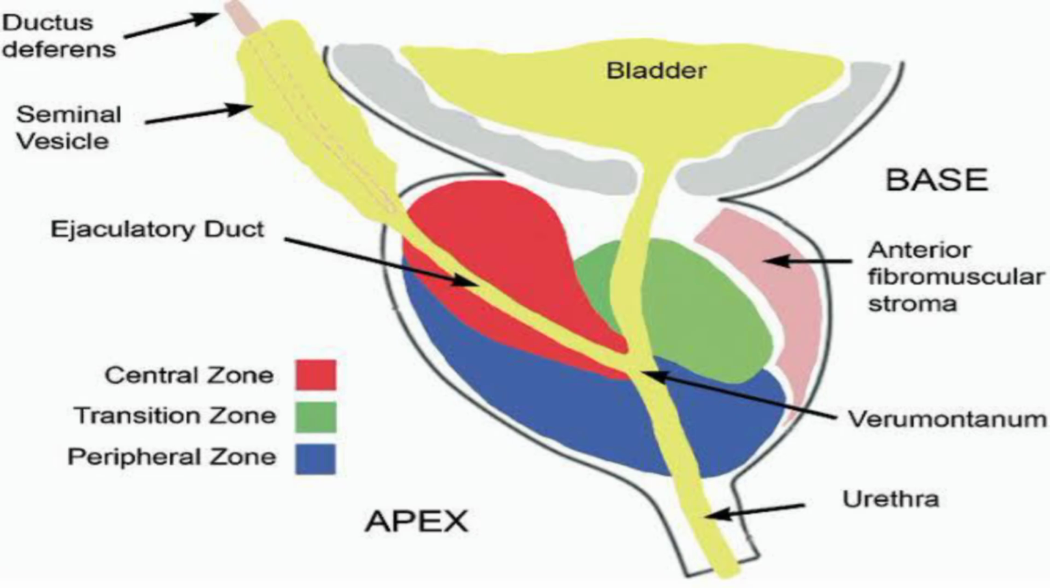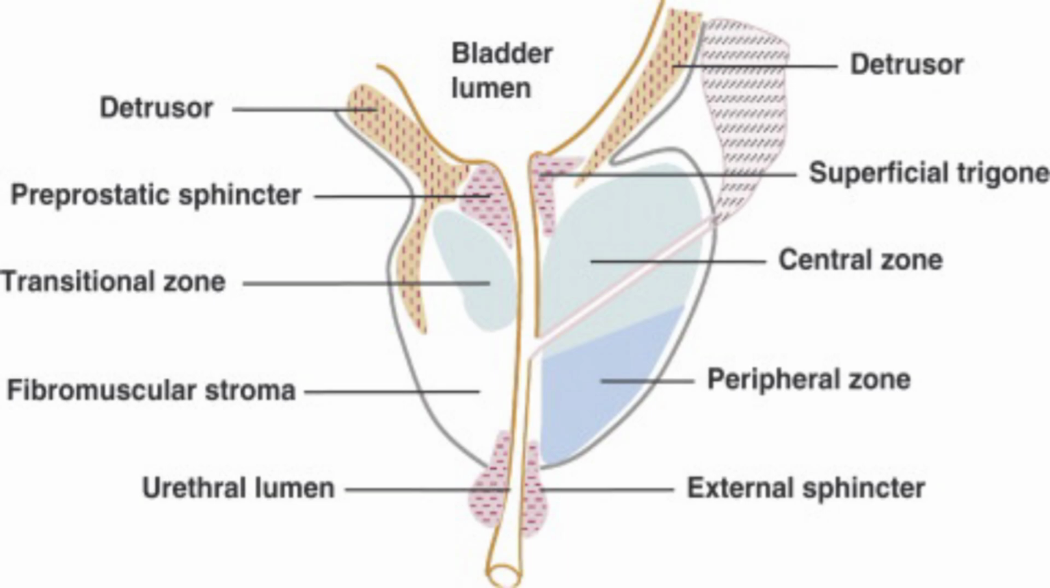As you can see in this picture, the red labeled area is the central zone, blue is the peripheral zone, green is the transitional zone, and pink is the anterior fibromuscular stroma. This picture is also showing the zones of the prostate gland. As you can see, there is the transitional zone behind the pre-prostatic sphincter, then there is the fibromuscular stroma, and on the left side you can see the peripheral zone, and above the peripheral zone there is the central zone of the prostate gland.